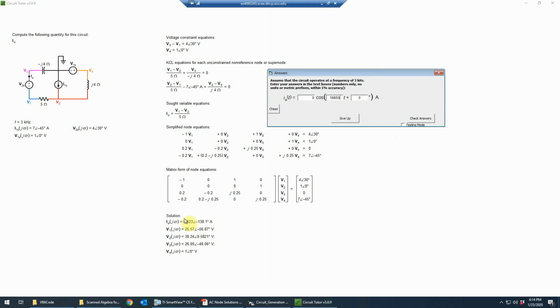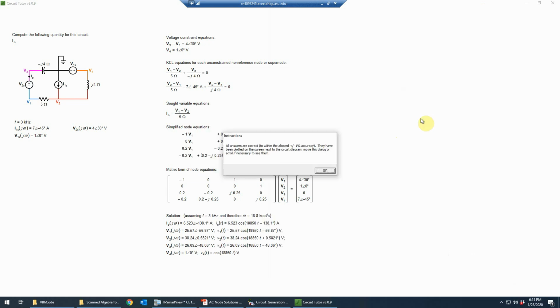And then the magnitude will be the magnitude of the phasor, which is the 6.523. And the angle will be the angle of the phasor, which is negative 138.1. And that completes that, so we'll check that. And indeed, that is correct.